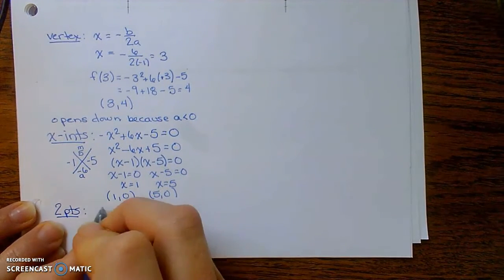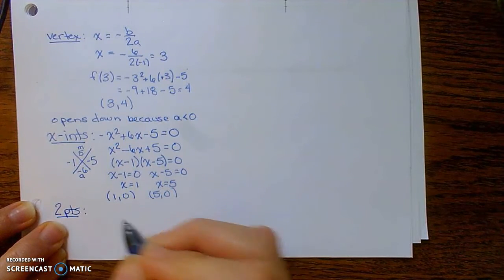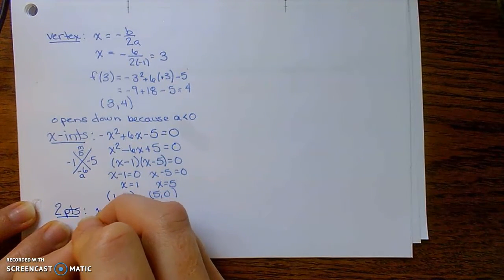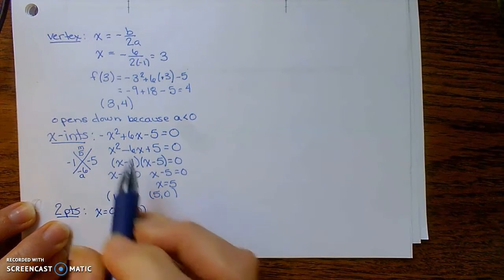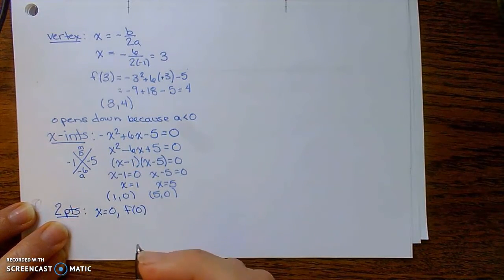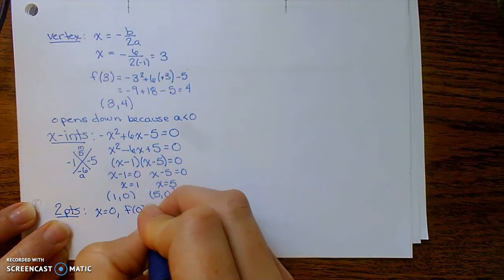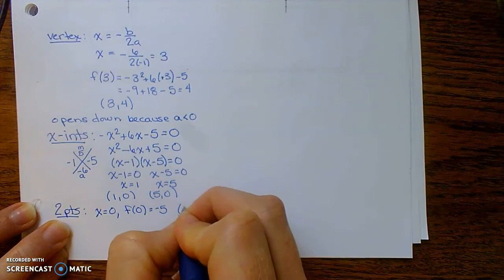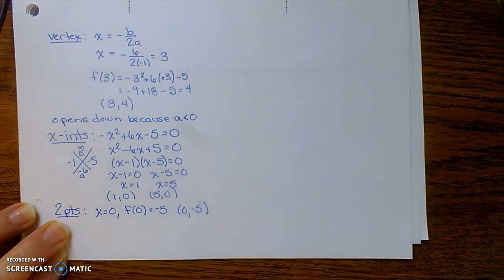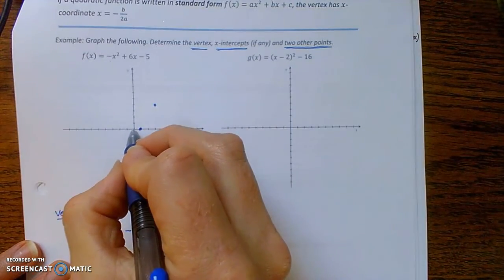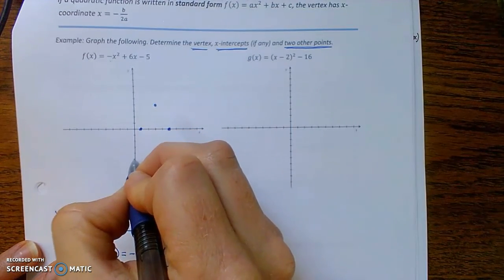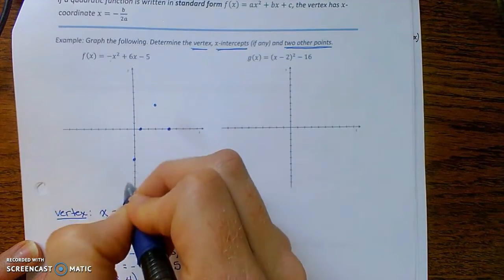One of the easiest numbers to plug in is 0. So when x is 0, f of 0 is 0 squared plus 6 times 0 minus 5, so negative 5. Go ahead and plot that point. 0, 1, 2, 3, 4. It kind of looks like it's completing a parabola.